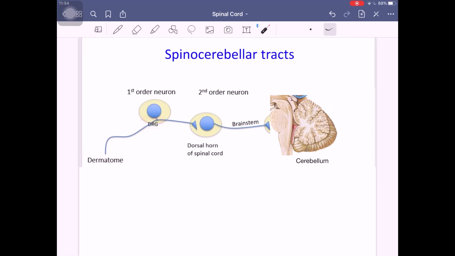So it is starting from your dermatome, dorsal root ganglion, and then it is coming to your Clarke's column or nucleus dorsalis, where we have a second order neuron, and from there it is going to the brainstem. So the anterior goes only to the medulla oblongata, whereas the posterior goes till your midbrain and goes via the superior cerebellar peduncle, and the anterior via the inferior peduncle. It is entering into your cerebellum.